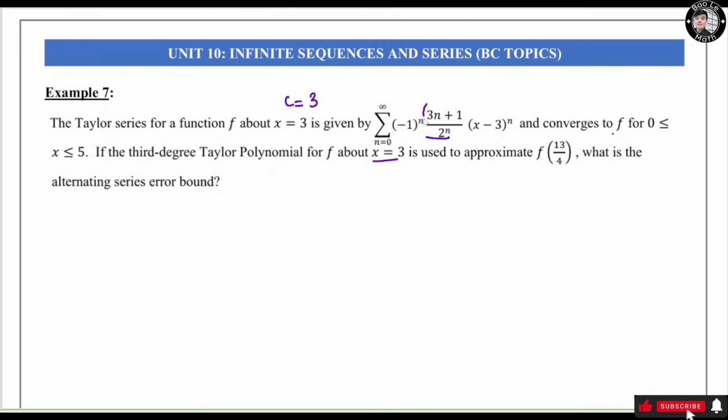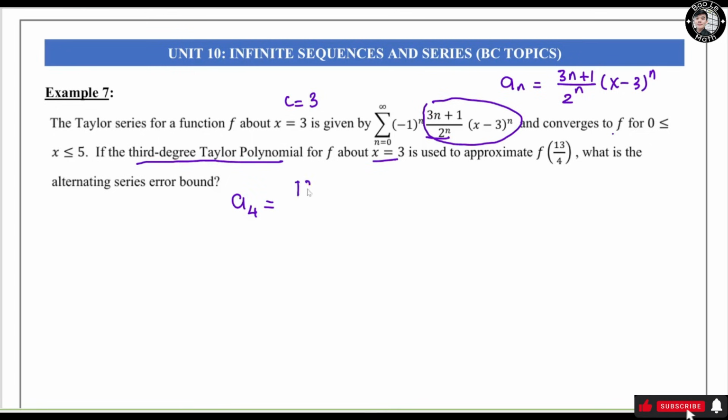Alright, so we look at this one, actually the n terms, right? So we have a sub n equals, since the third degree Taylor polynomial is used, right? So then you have the 4 terms. The 4 terms becomes n equals 4, right? So 3 times 4 equals 12 plus 1 is going to be 13 over 2 to the 4, which is going to be 16, times s right here, which equals 13 over 4 subtract c, right? So it's going to be 13 over 4 subtract 3, raised to the 4, right?